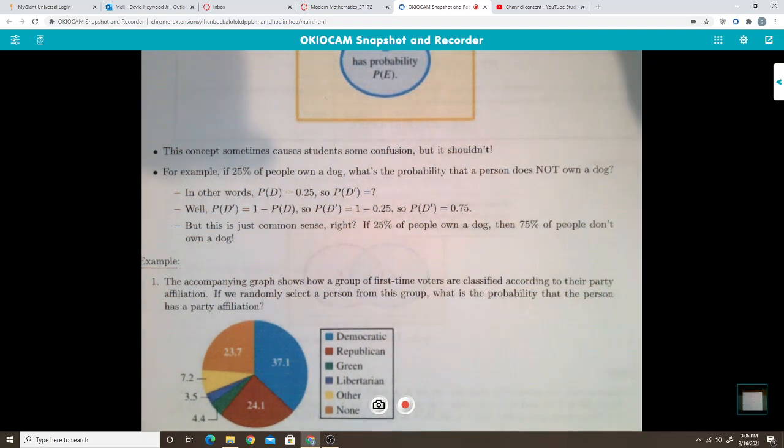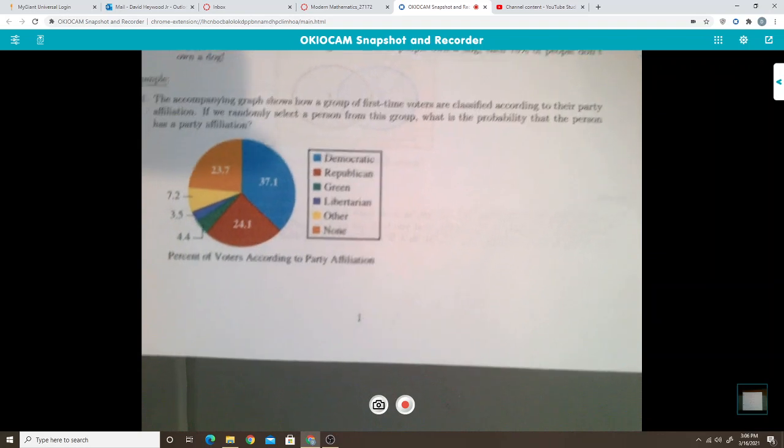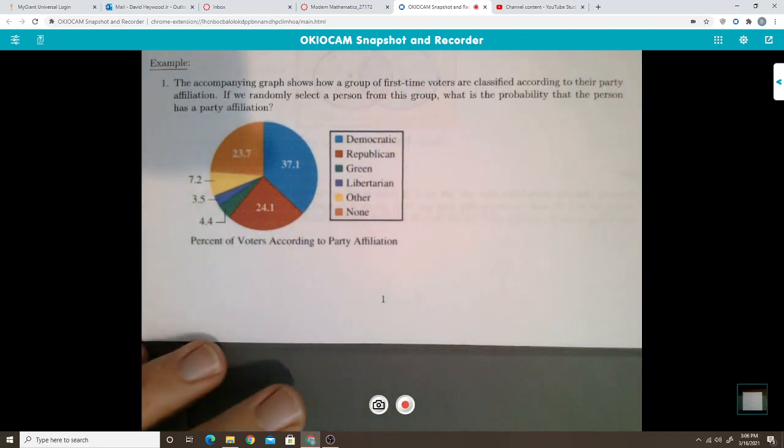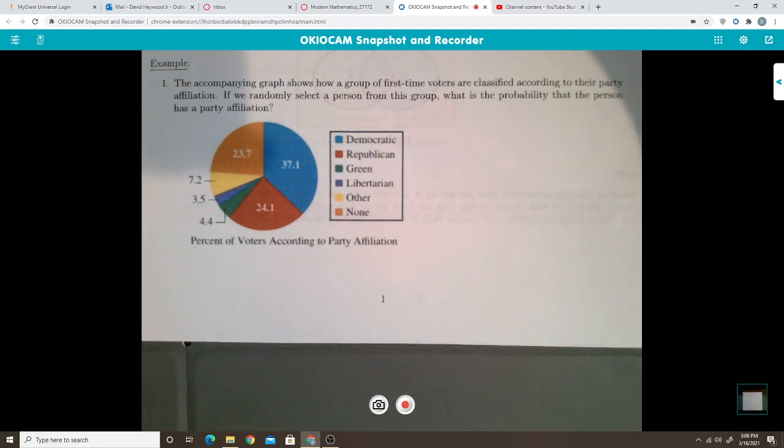Let's practice applying it to some different situations. So this first one says, the accompanying graph shows how a group of first-time voters are classified according to their party affiliation. If we randomly select a person from this group, what is the probability that the person has a party affiliation? Well, what is that supposed to mean? Didn't they just say that they were organized by party affiliation? So maybe we should look at the graph and try to make sense of what they're saying.